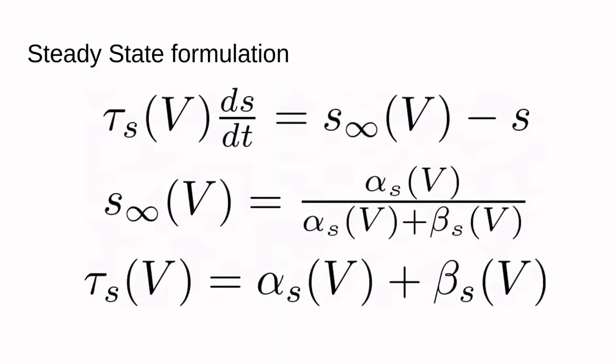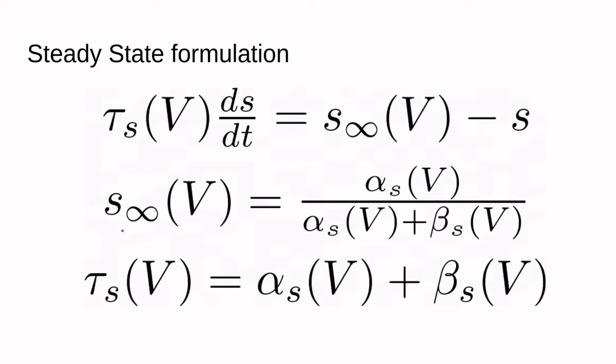So here we give the steady state formulation, and that is basically saying the state variable's rate of change times some time constant tau, s of infinity, is equal to the difference between the steady state value that we want the gate state variable to take on, which is a function of voltage, minus the current state. This is also controlled by some time constant, which is also a function of voltage.